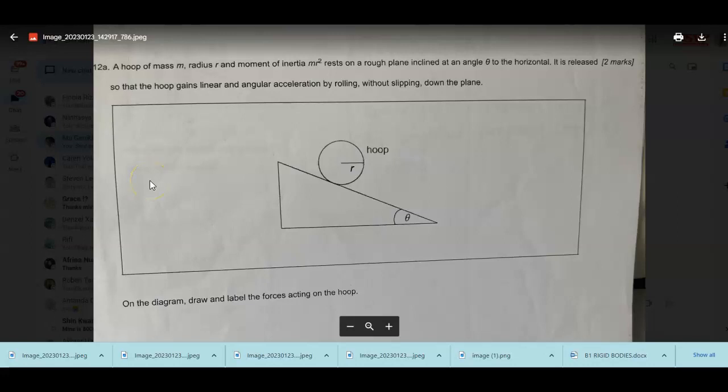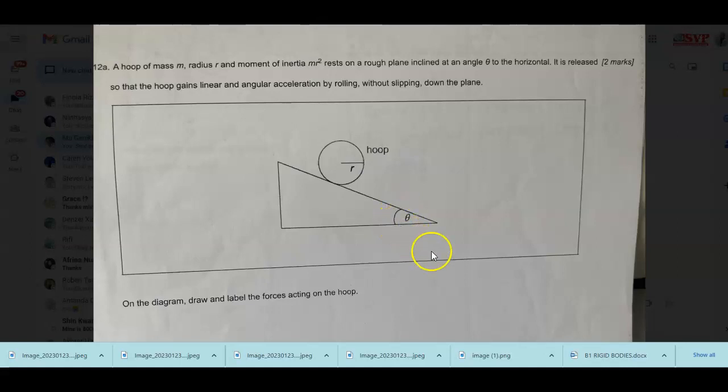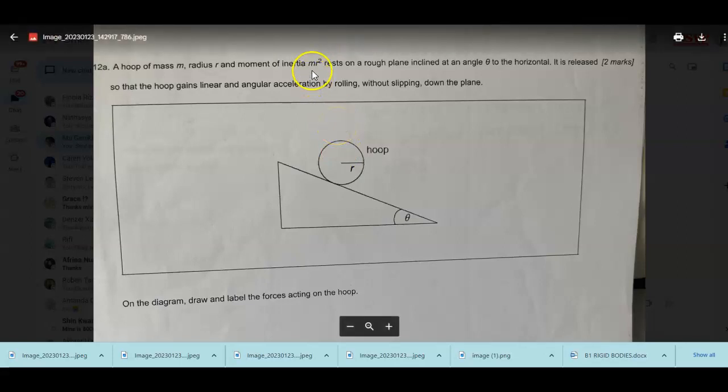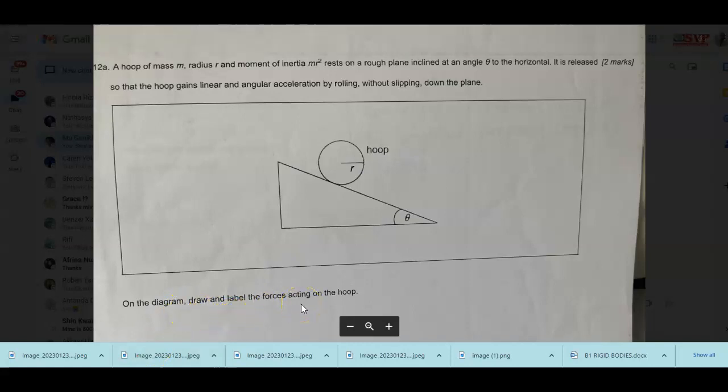All right, for this problem, it says here that we have an inclined plane, which is inclined at a certain angle represented by theta. We have a hoop of mass m with a radius r, and its moment of inertia is mr squared. Now, the first question is you have to draw and label the forces acting on the hoop.